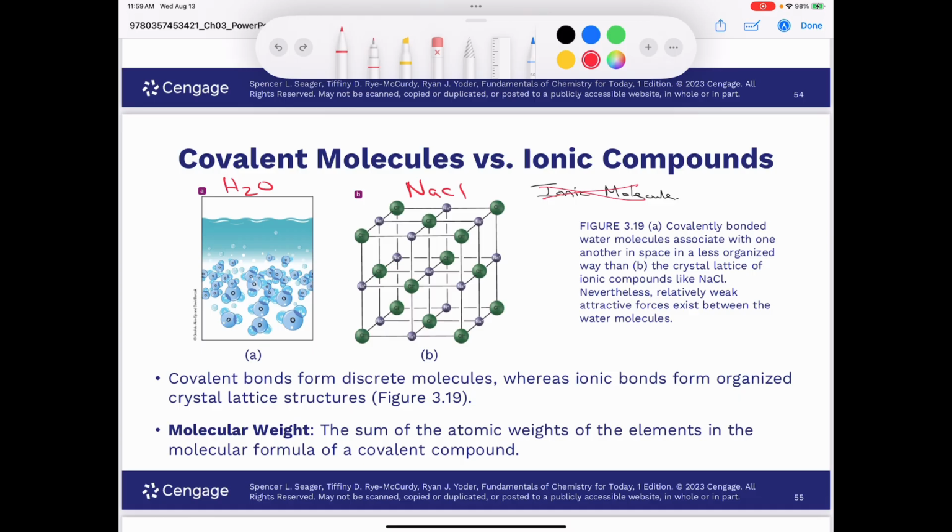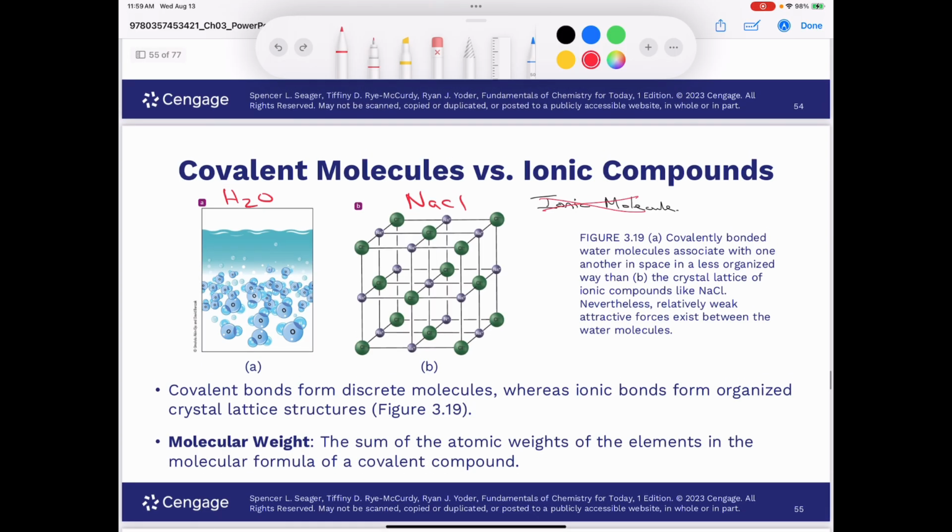Molecular weight is the sum of the atomic weights of the elements in the molecular formula of a compound. For example, let's say I wanted to calculate the molecular weight of water. Okay, so I'll highlight it in yellow here. Well, just approximately, hydrogen has an atomic mass of about 1.01 atomic mass units, and there are 2 hydrogens. And then oxygen is about 16.00 atomic mass units. So when you put those all together, you get 18.02 atomic mass units.